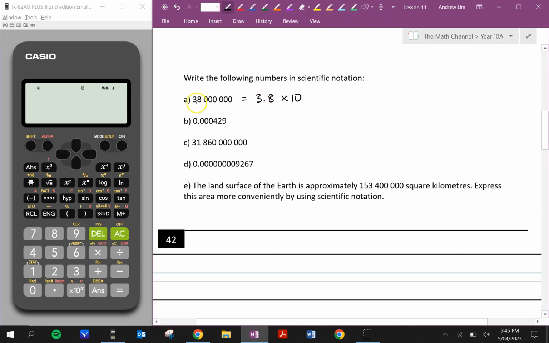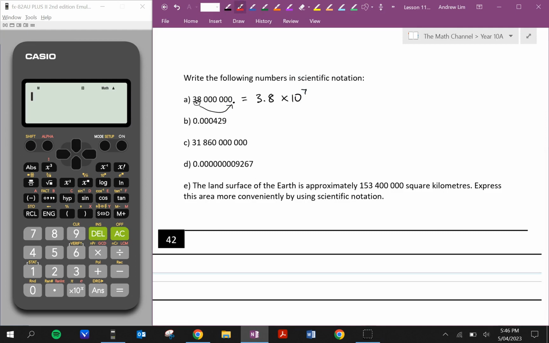So 3.8. Well, the actual decimal is over here, so we actually need to move this decimal that we just put in to the right. And we need to move it to the right 7 times, because once to the right will be to the right of 8, then 3 and 3. So we need to move it to the right 7 times, and that's why it's 3.8 times 10 to the power positive 7.